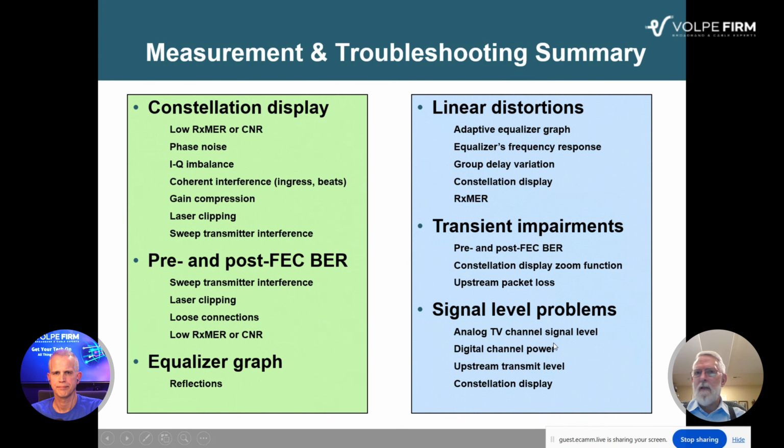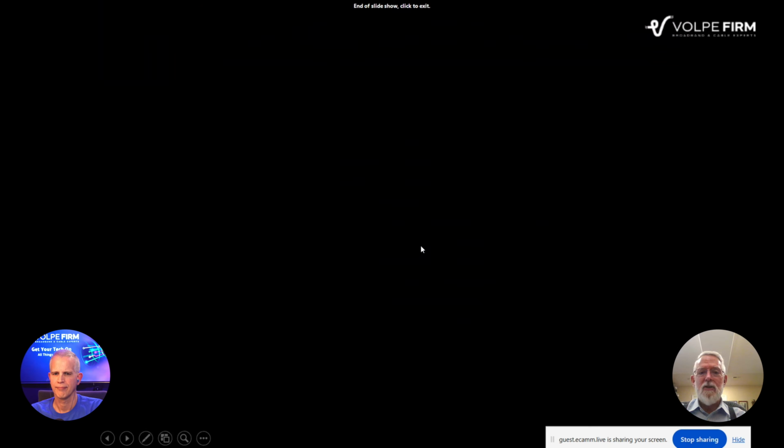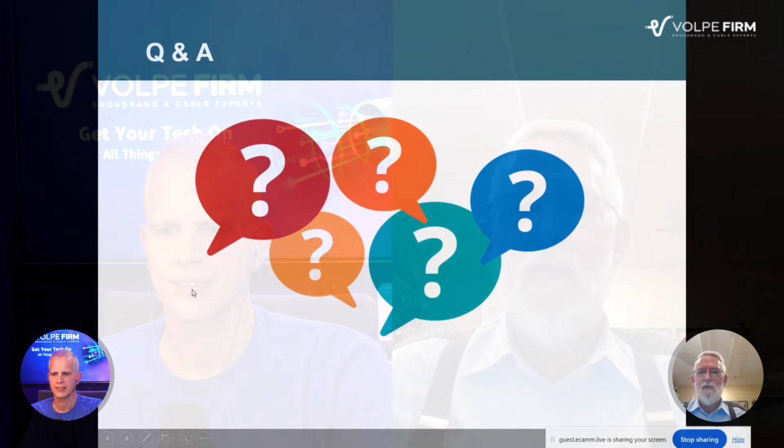You're looking at things like the analog TV channel signal level, if you have analog TV channels, digital channel power on your digital signals, upstream transmit level, and then look at the Constellation display. So that's a whole bunch of stuff, which takes us to the Q&A part.